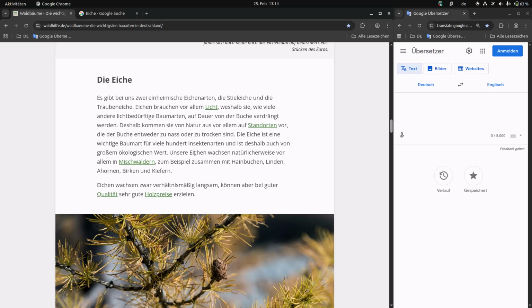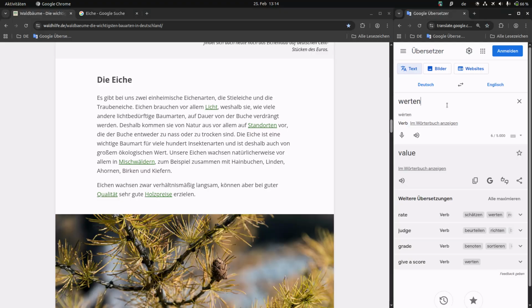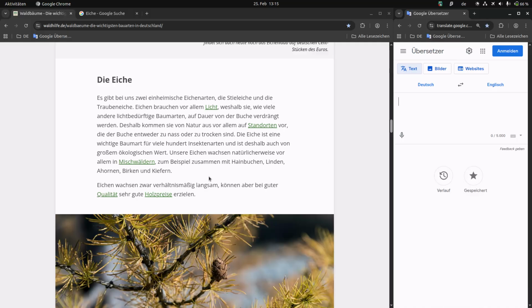Can you dissect that further? No, but for example, werten is like to value something, to judge something rather. And, yeah. So, the oak is an important tree species for many hundreds of insect species and is therefore also of big ecological value. I think you can translate that directly into English, so I'm not going to translate that again.